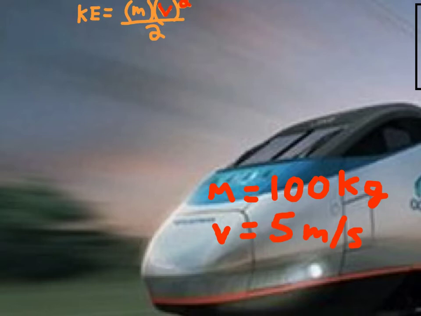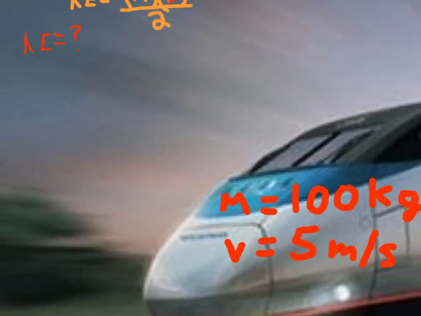So we're going to use the formula here. If you have a formula box, you can use that. I'm not going to make it quite so formal here. The next thing I do is list my variables out and see what I have. Kinetic energy: we don't know what kinetic energy is. That's what we're going to figure out.